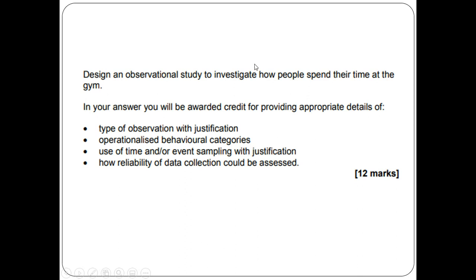Operationalized behavioral categories, so things that you will be looking for at the gym. It needs to be operationalized, so put in a form that can be measured. So the amount of reps done on a rowing machine, the amount of minutes spent talking. So something like that is an operationalized category. You could draw out a little tally chart to show that's how you would measure the categories if you want to. The use of time or event sampling and why.